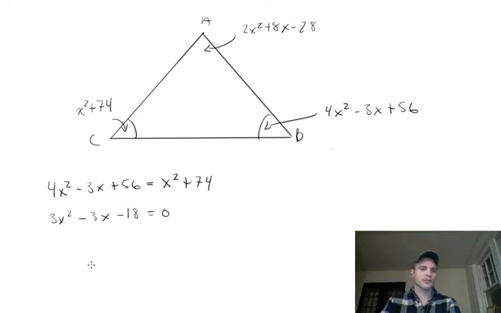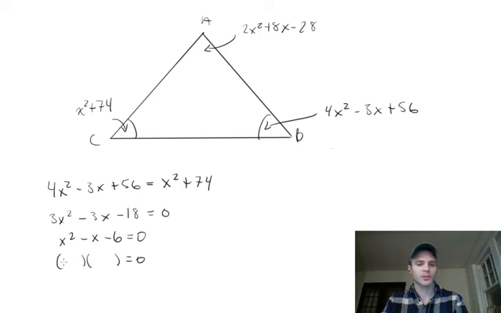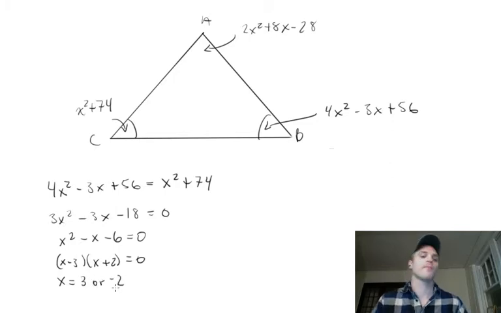Now, there's a factor of 3 everywhere here, so I'm going to divide everything by 3. And I get x squared minus x minus 6 is equal to 0. And then we can factor this. Everyone's good at this. We're experts at factoring by the time we get to geometry. So we're going to get x minus 3 and x plus 2. So x equals 3 or negative 2.